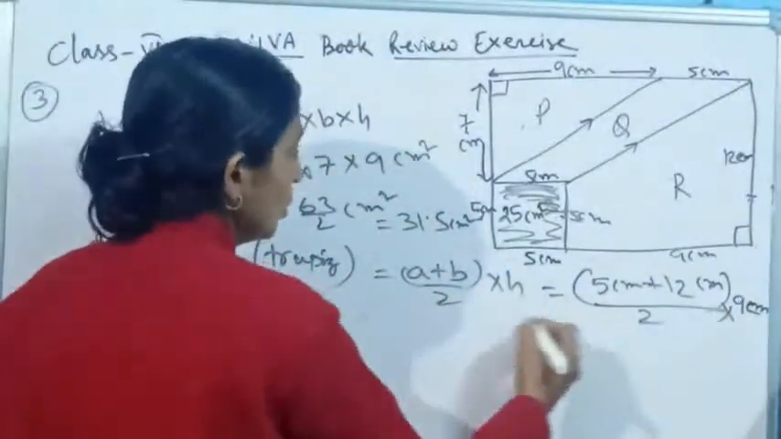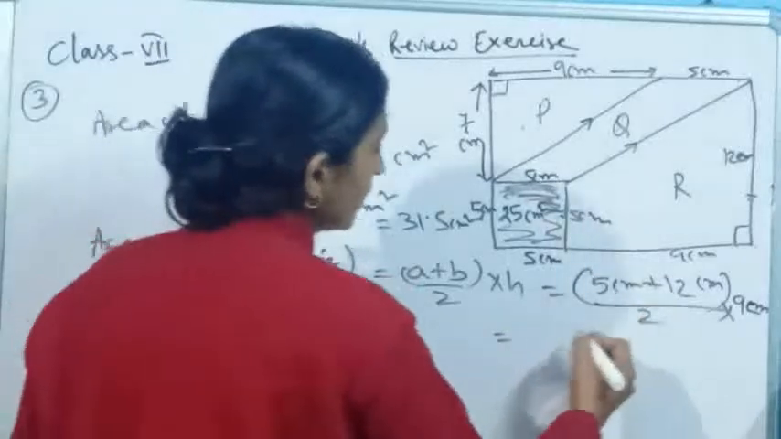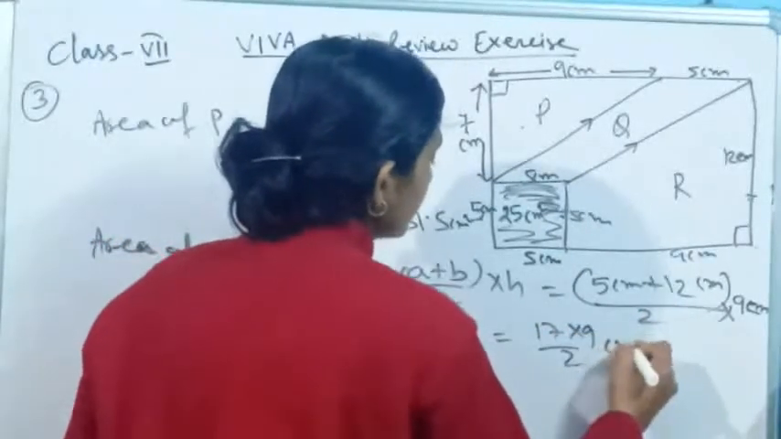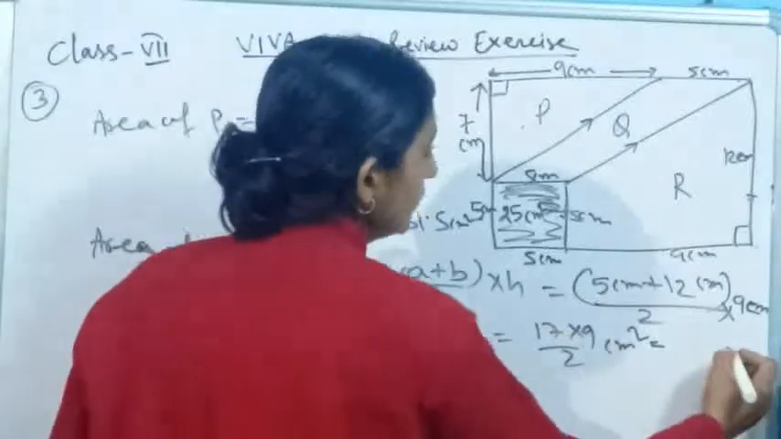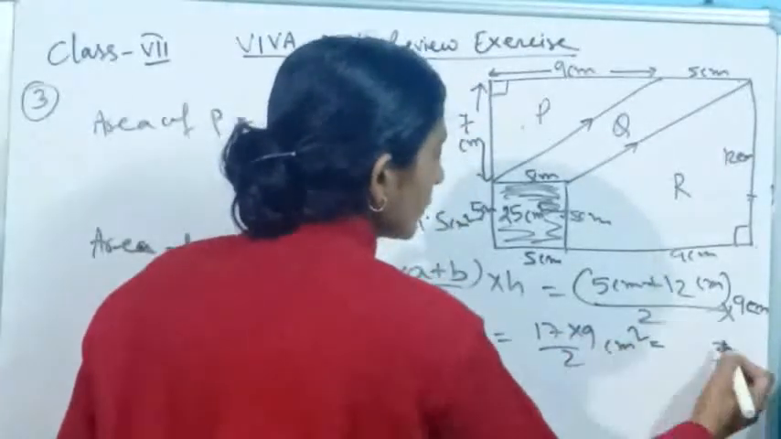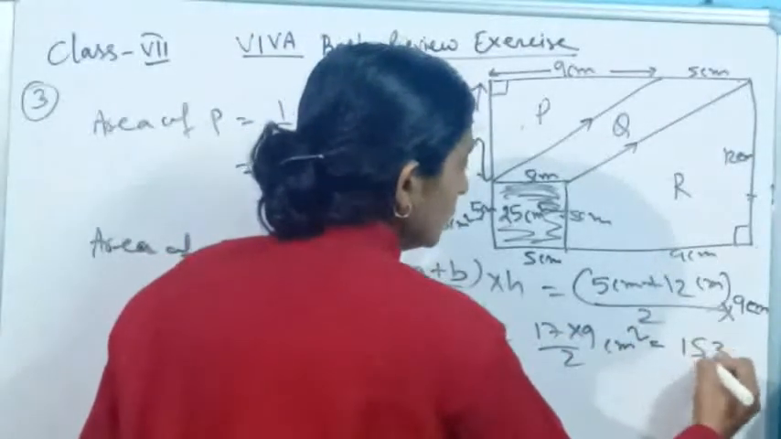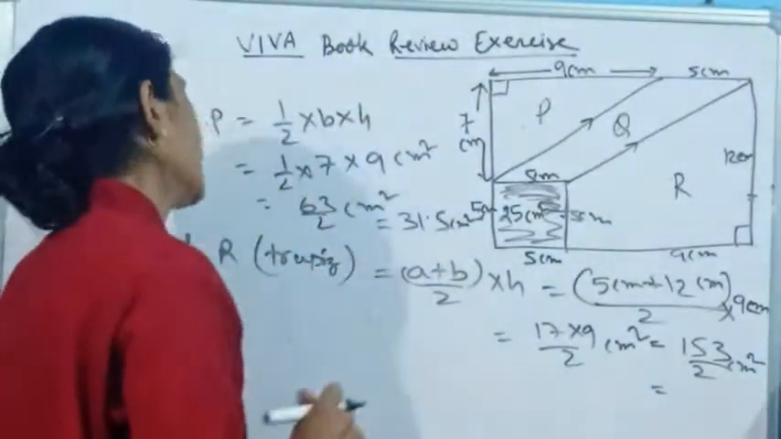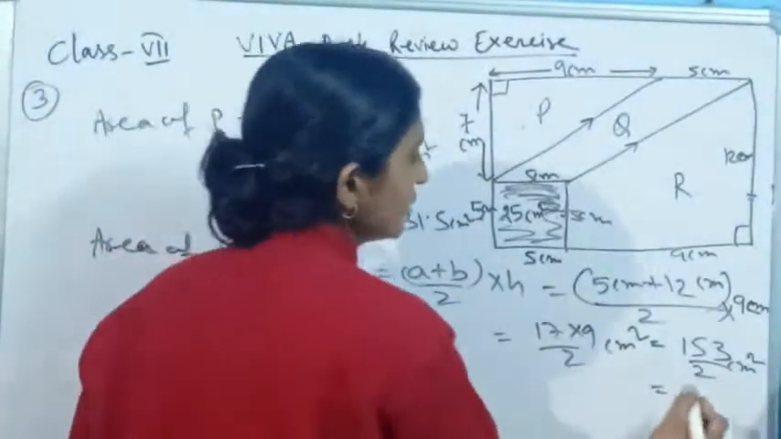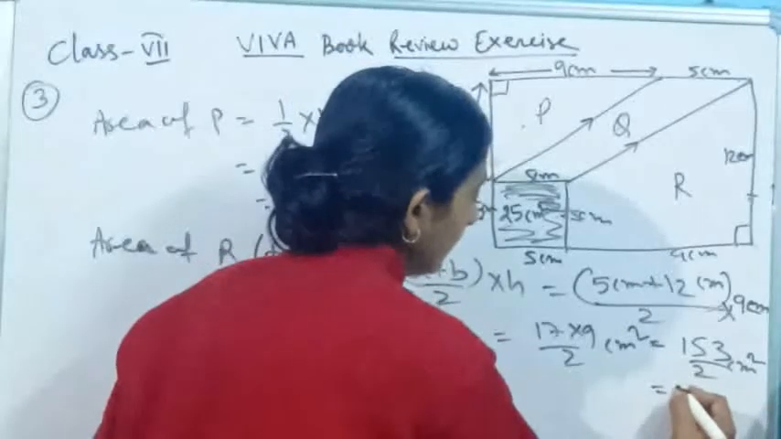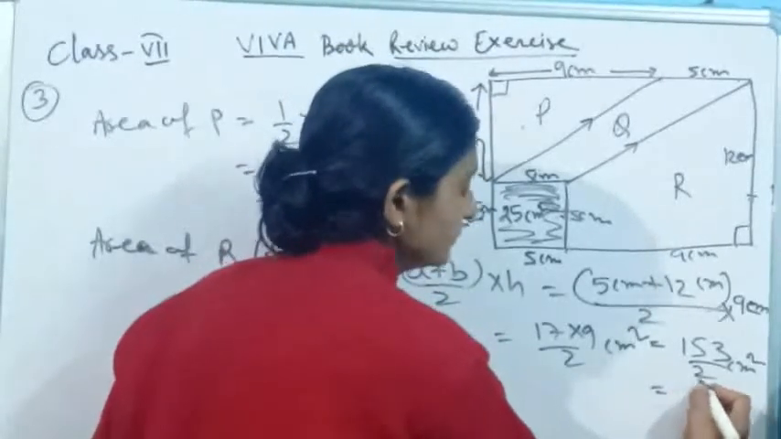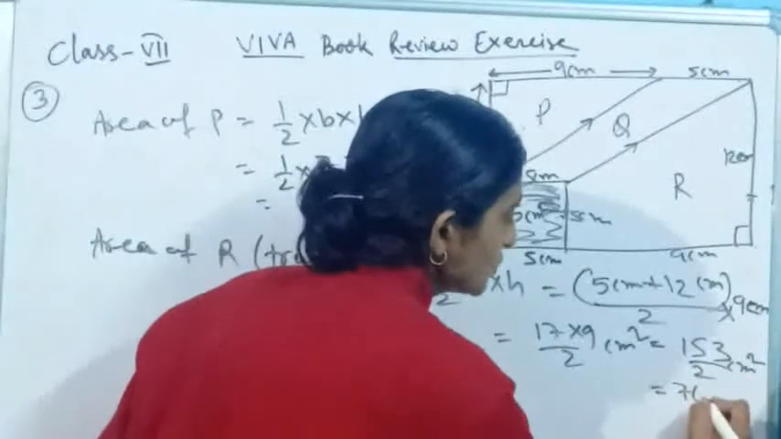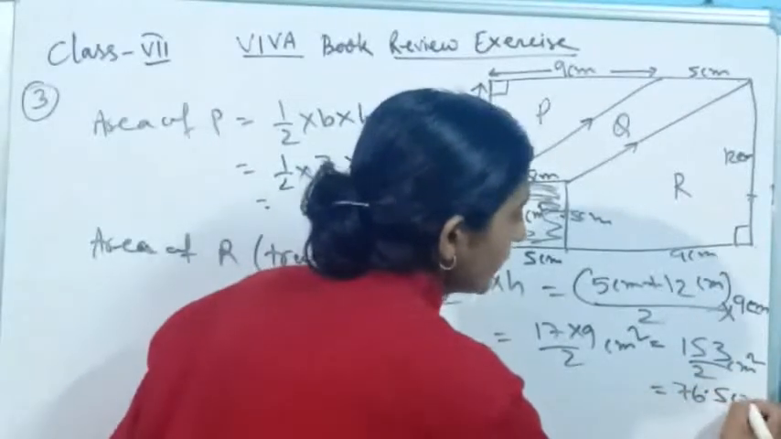So let's calculate this one. What you are getting here, it will be 17 into 9 by 2, that much centimeter square. So what can you write? 153/2 centimeter square. Okay. Then if I am changing this one in decimal, what I will get? Let's go for that. It is 2 7s are 14, 2 1s are 2, it is 2 6s, then it is 0.5, so 76.5.